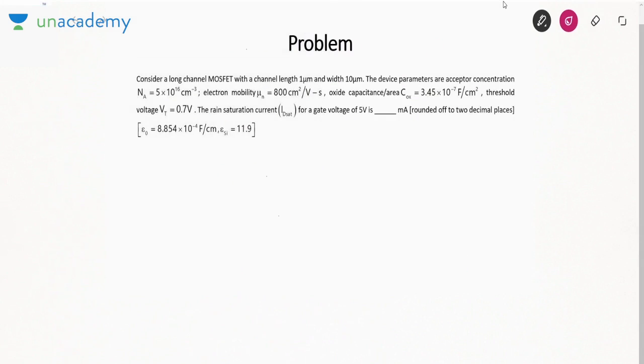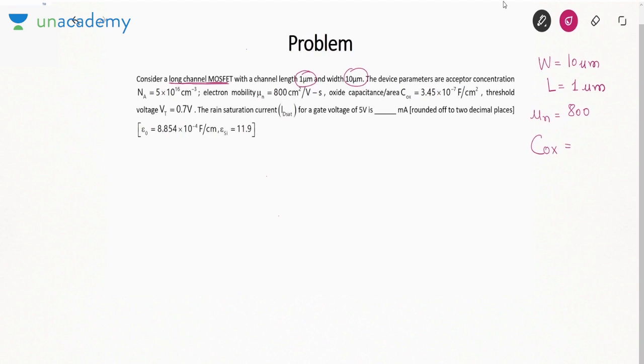Moving to the last problem, it says consider a long channel MOSFET. Long channel means no channel length modulation, or also in EDC we study about short channel effect, so that will be absent. Channel length will be 1 micrometer, width will be 10 micrometer. So let me write down the parameter. W is 10 micrometer, L is 1 micrometer.